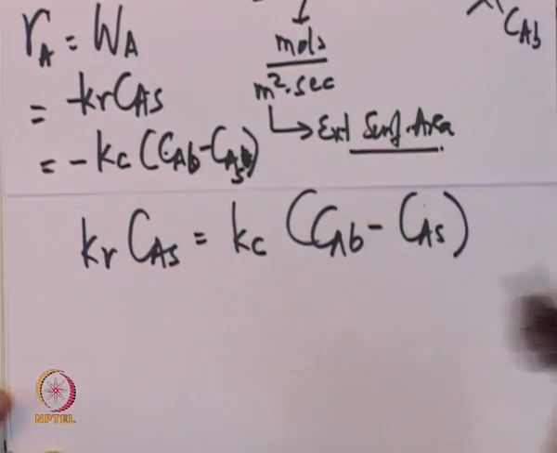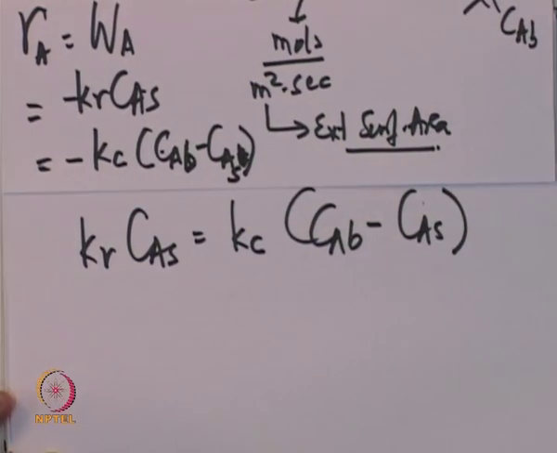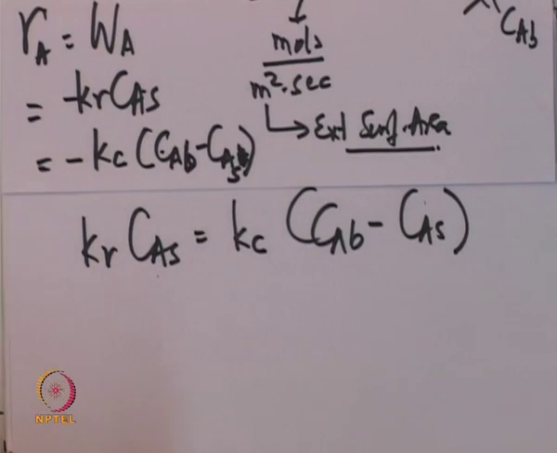Look at this, these two are equal now. Why are they equal? Because there is no accumulation at the external surface. The surface is two dimensional, accumulation is zero. So whatever is going to the surface is leaving the surface. There is no source term and no sink term at the surface. So, whatever arrives at the external surface by mass transfer is getting reacted. So, both are equal, that is the meaning of this.